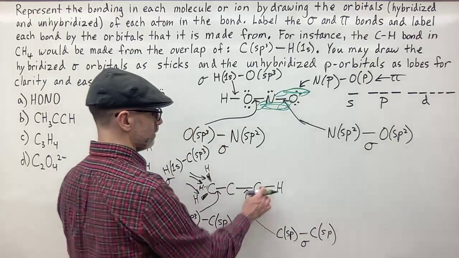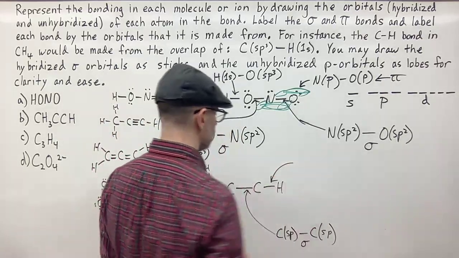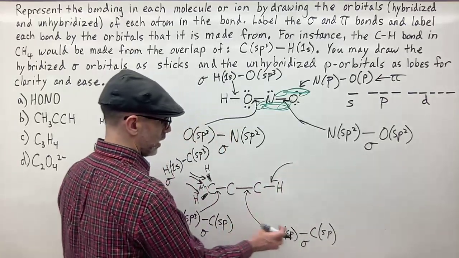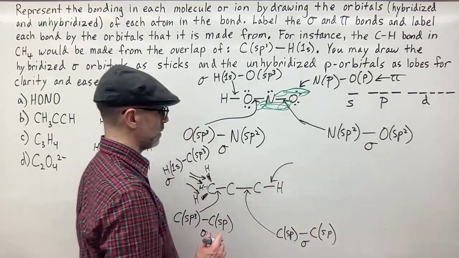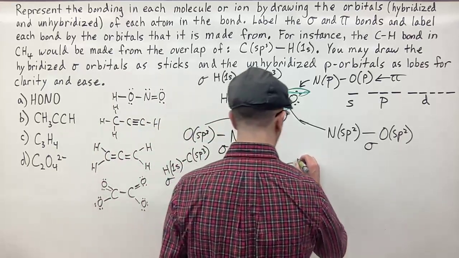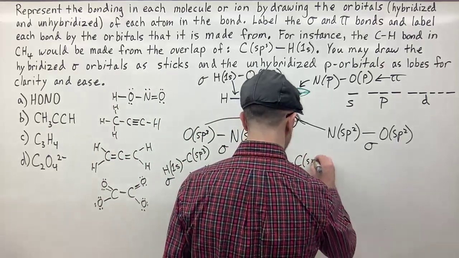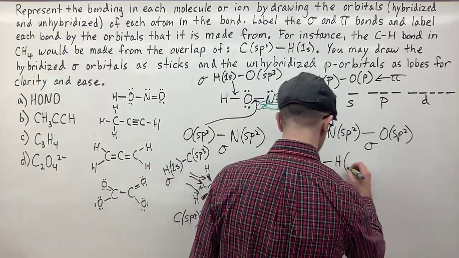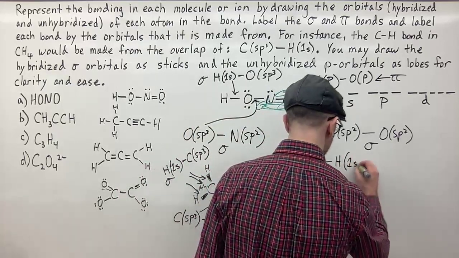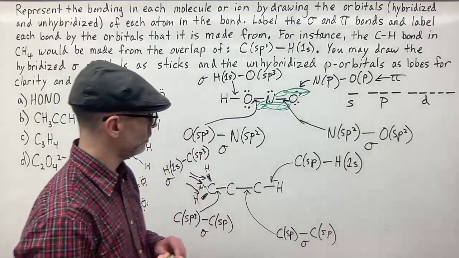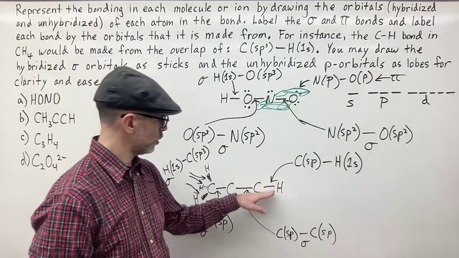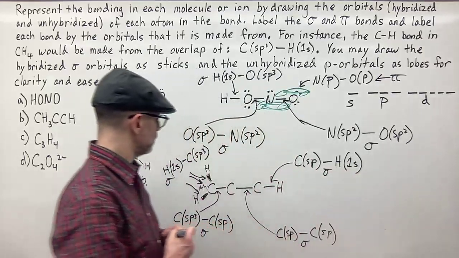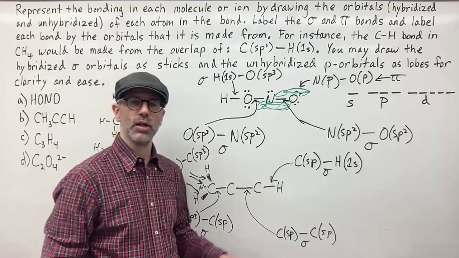And lastly, we have the sigma bond here. And so this is going to be, again, this carbon here, which is sp hybridized. We're going to have an overlap with that sp hybridized carbon and then the hydrogen, which is just the 1s orbital, the unhybridized orbital. So that's what's overlapping here to form that sigma bond. So again, that is a sigma bond. Okay, so we've labeled all of our sigma bonds.